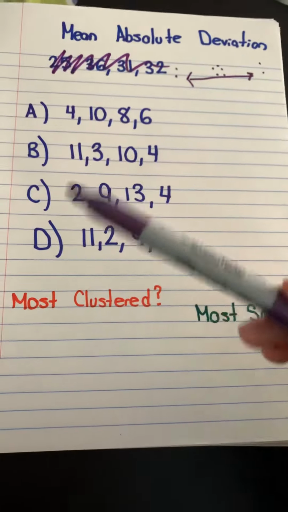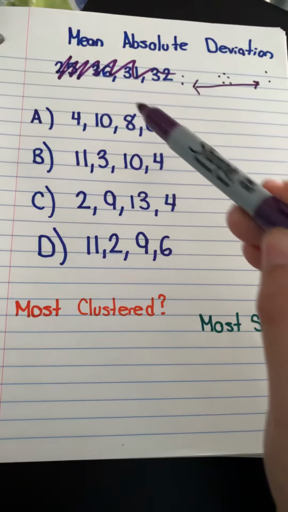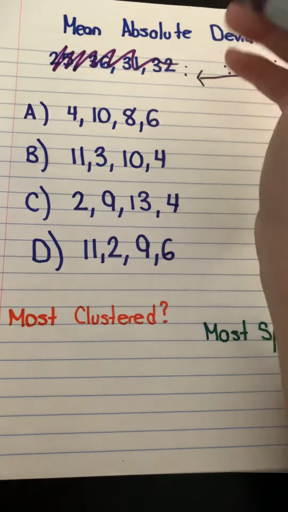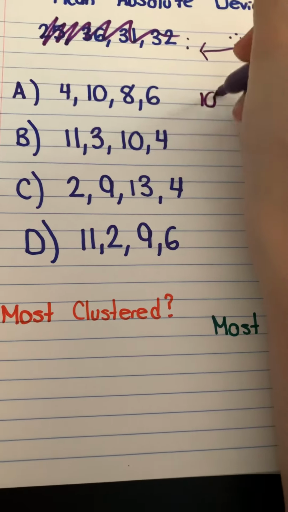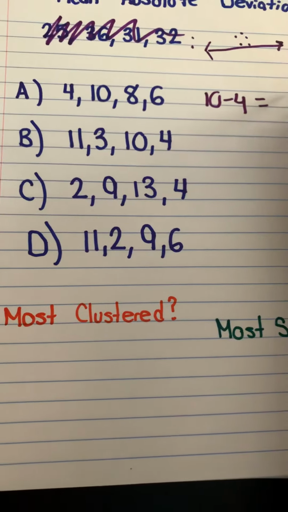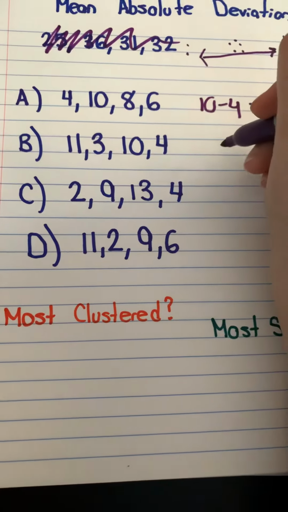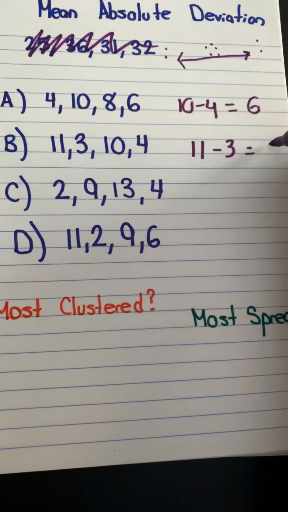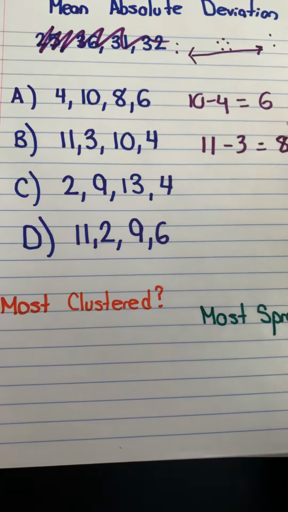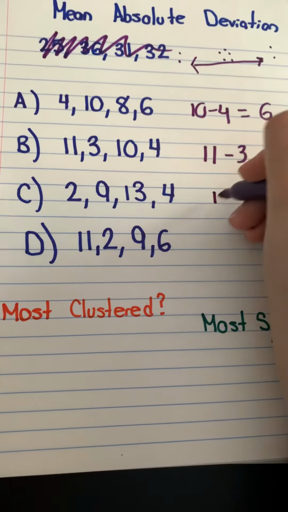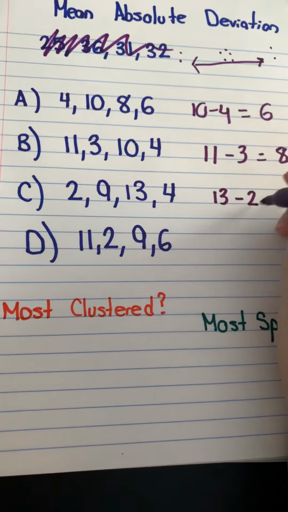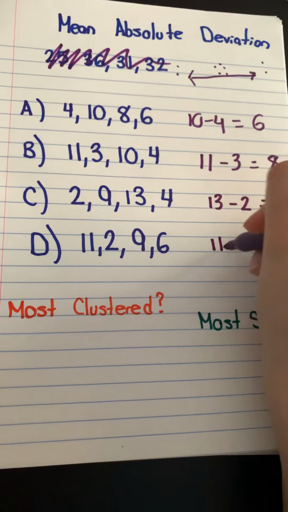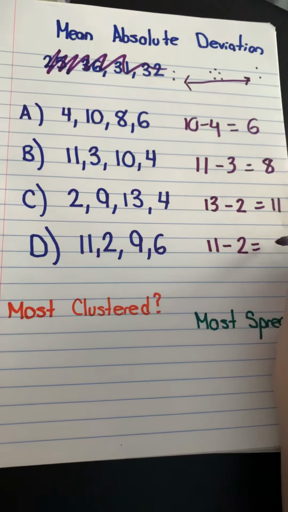I'm going to look at each one, and I'm going to say, okay, the biggest number here minus the smallest number here. So in this case, I'm going to say 10 minus 4. And of course, it's going to give me 6. My biggest and smallest here is 11 and 3, so 11 minus 3. That is going to give me 8. My biggest and smallest here, 13 minus 2, which is going to give me 11. And my last one, biggest minus smallest, is 11 minus 2, which gives me 9.